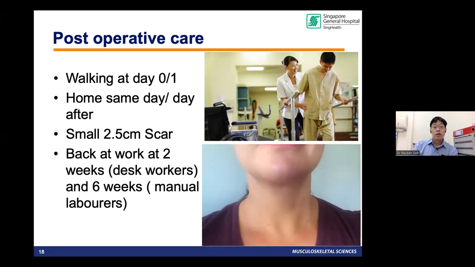They are also walking at day one or day zero. And in about a few months' time, you can see that the scar fades away to almost nothing. I think this is one of the benefits of doing minimally invasive surgery for the neck. And certainly we do see many of our patients benefit and go back to their sporting activities.